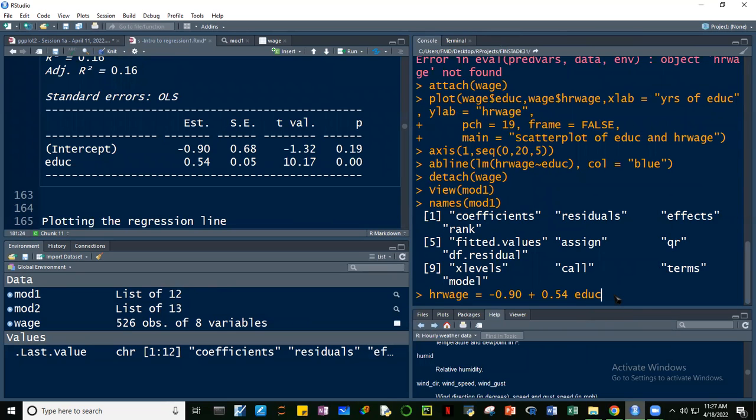Okay, so this is our model, plus an error. Error, guys, kasi magkaiba yung actual value ng hourly wage at saka yung fitted value natin. Ito yung fitted value natin.